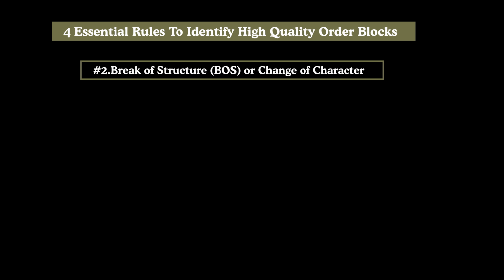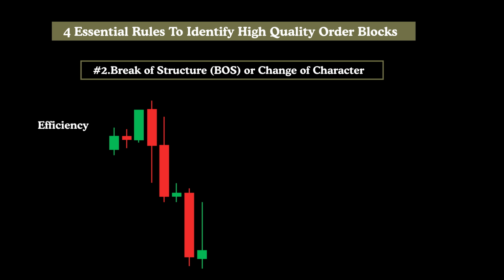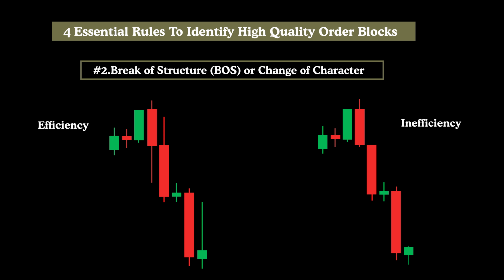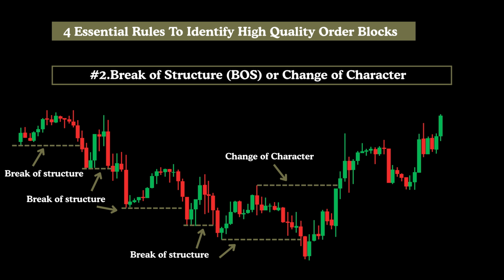Rule 2. Break of structure, BOS, or change of character, CHoCH. A high-quality order block must lead to either a break of structure or a change of character in the market. A break of structure signals continuation of the prevailing trend. A change of character signals a potential reversal or shift in market direction. The order block becomes more reliable if it contributes to or follows these significant structural changes.